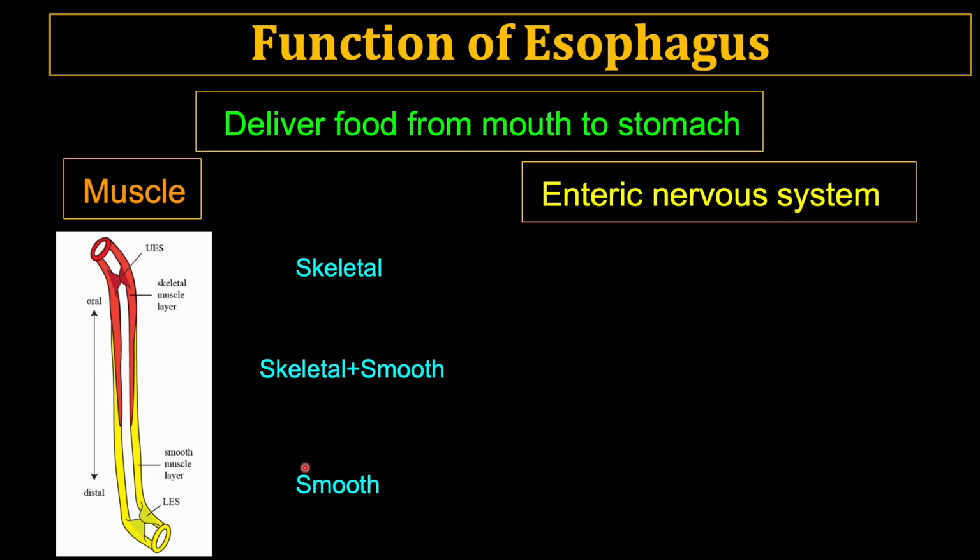These muscles also contribute to the formation of the upper and lower esophageal sphincters. The upper esophageal sphincter is made from skeletal muscle, that is the cricopharyngeus muscle. The lower esophageal sphincter is made from smooth muscle and always remains tonically contracted. This contraction state of the lower esophageal sphincter prevents reflux of acidic gastric content into the esophagus.